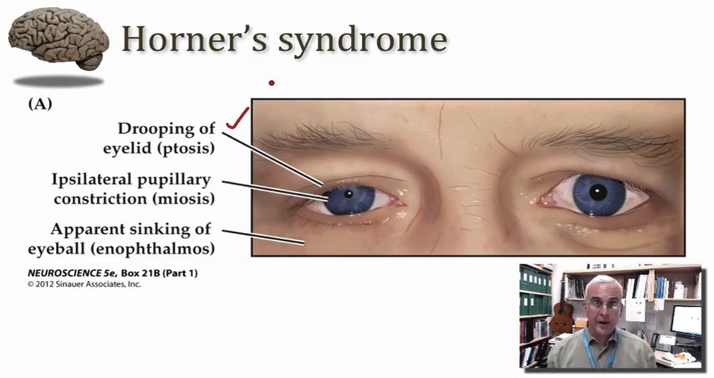Now, if you were to ask the patient about their sweat response to hot environments or to exercise, you may discover that the side with the smaller pupil doesn't actually seem to sweat as much as the opposite side of the face. Well, can you think of what all of these signs might have in common?